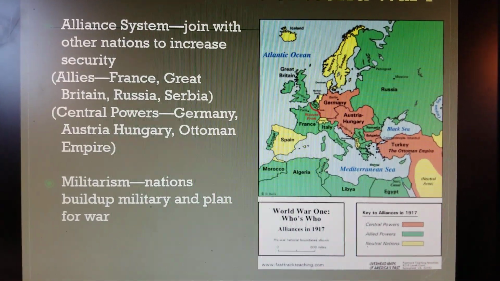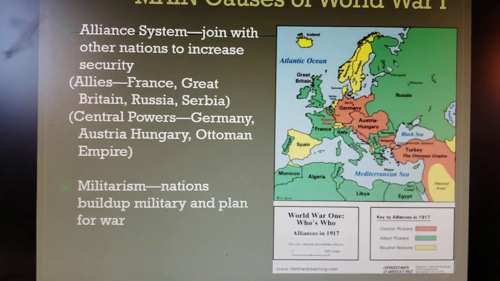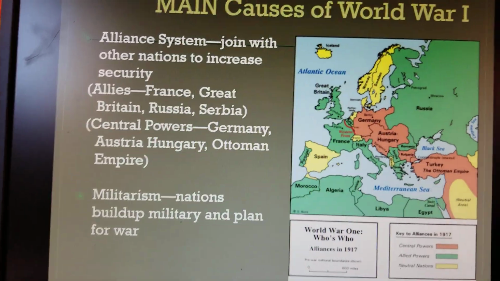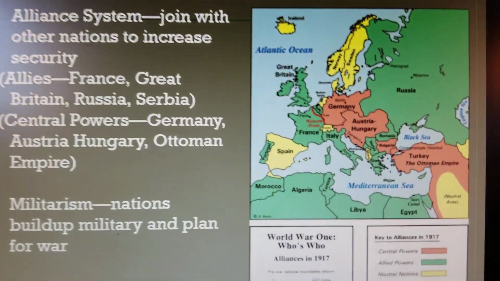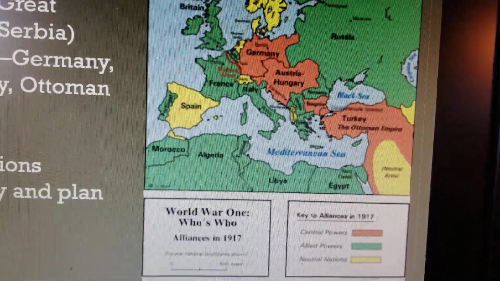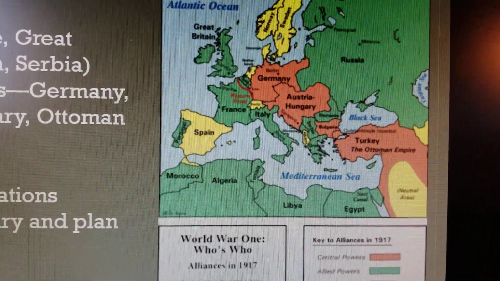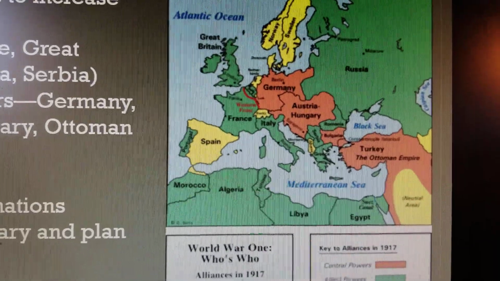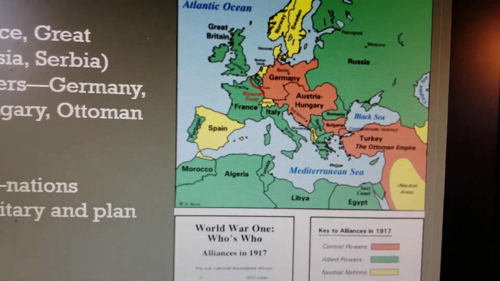The allies were France, Great Britain, Russia, and Serbia. The central powers were Germany, Austria-Hungary, the Ottoman Empire. Okay, and you can see here in the map how it was developed. There were very few neutral nations during this time, but most of the countries had become involved in the alliance system where they agreed to defend each other.